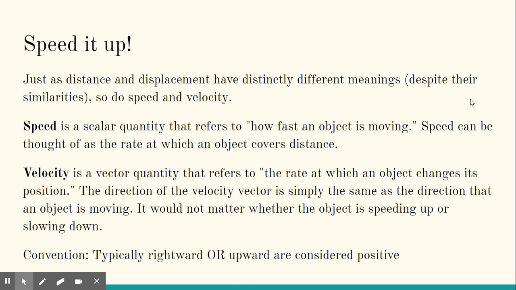And oftentimes we use positives and negatives with velocities. We won't with speeds, but with velocities, we will have positives and negatives. Rightward is typically a positive, and upward is typically a positive, whereas leftward or backward or downward are going to be negative velocities.